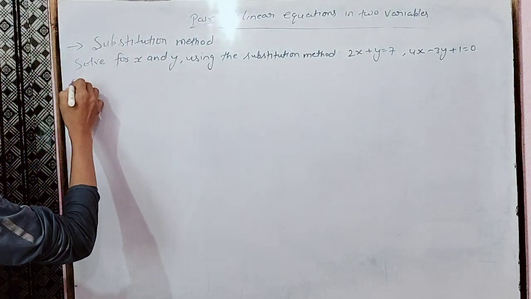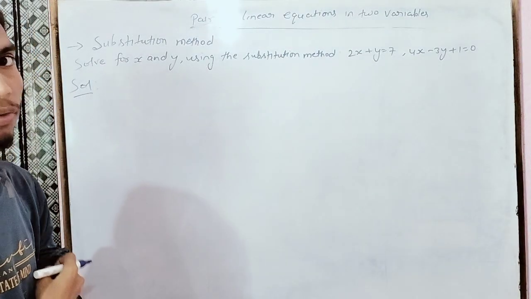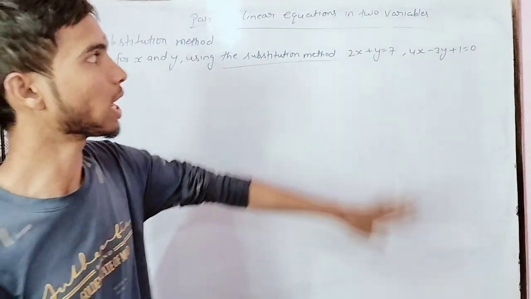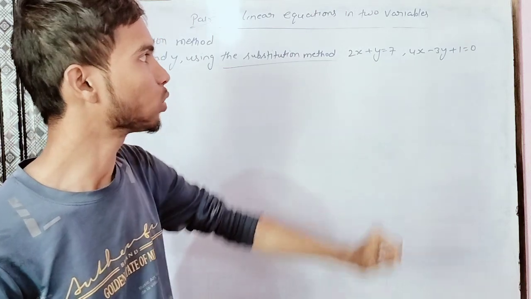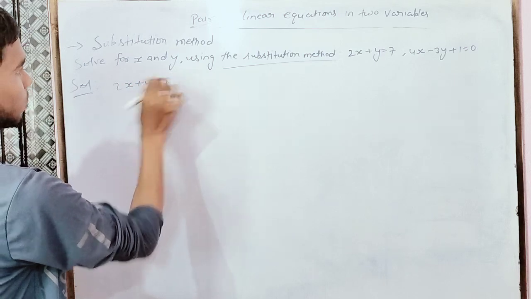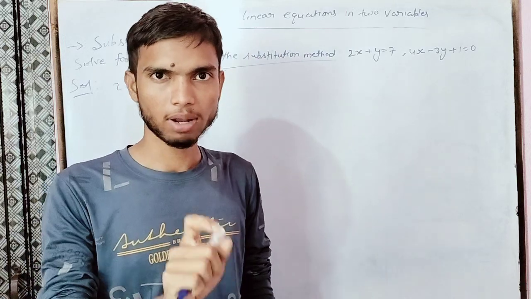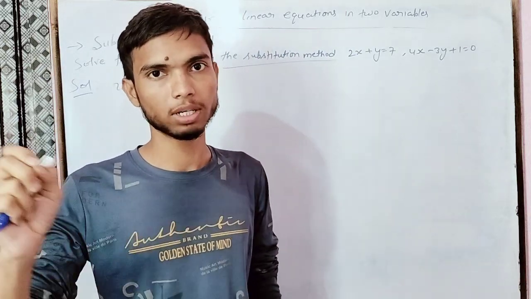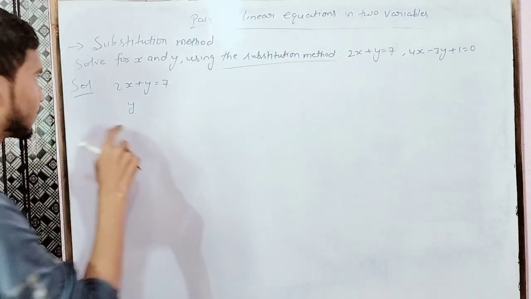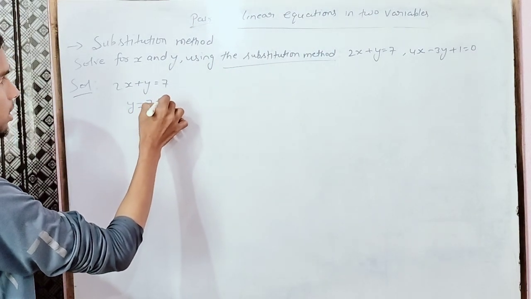You can see here, the question says you have to find the value of x and the value of y using substitution. Don't worry. So we have two linear equations. The first is 2x plus y is equal to 7. First we will solve this. We will keep one variable on one side and shift everything else to the other side. So y as a single variable is 7 minus 2x.